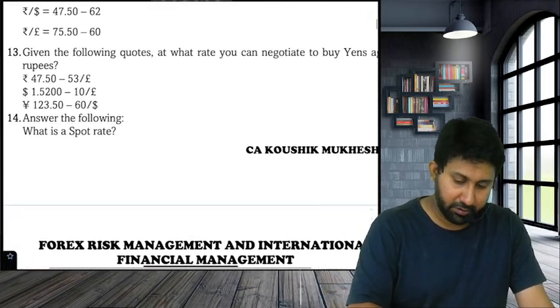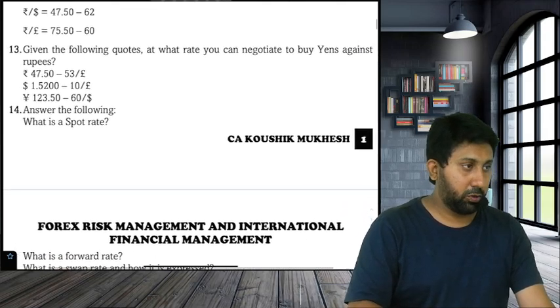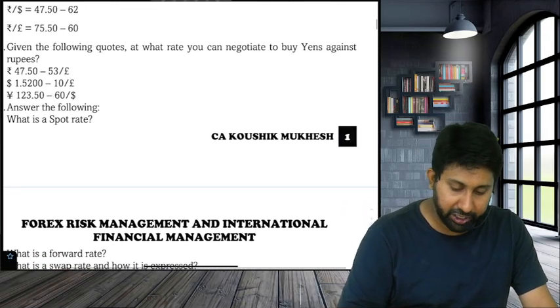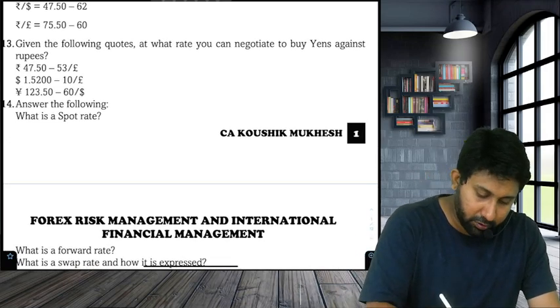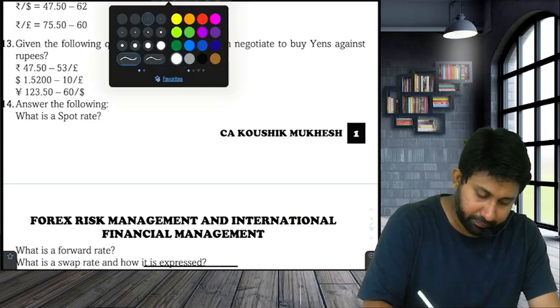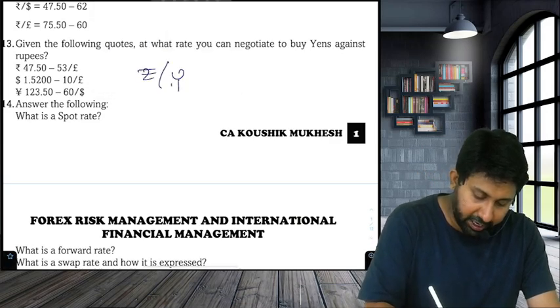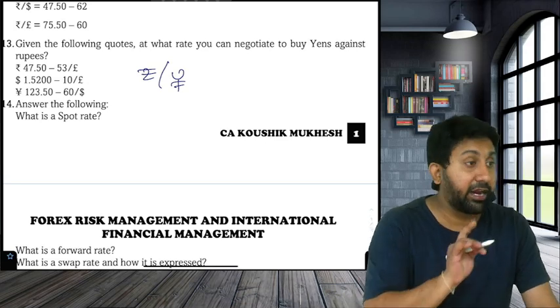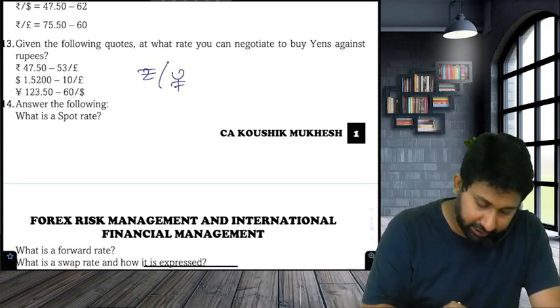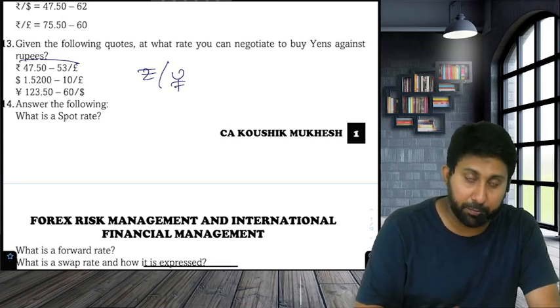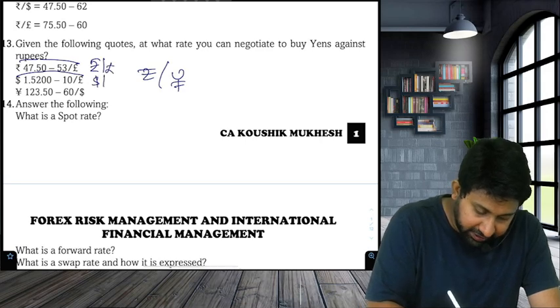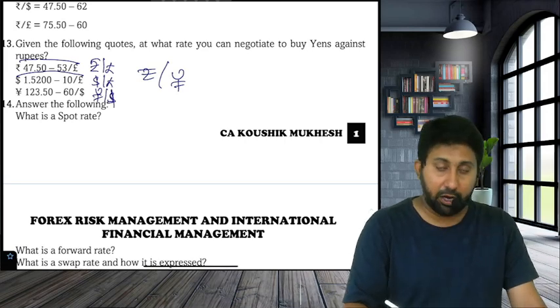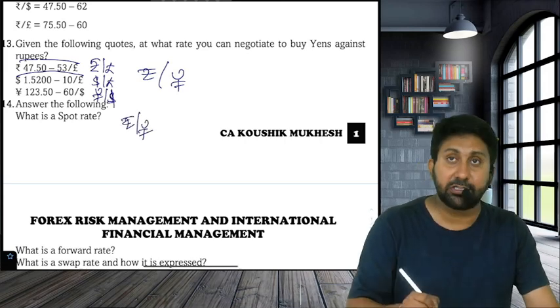Okay, see here now. Given the following quotes, at what rate can you negotiate to buy the yens against rupee? We want the quotation between rupee and yen. Are rupee and yen traded against each other or not? Let us check. This is rupee by pound, this is dollar by pound, and this is yen by dollar. We want rupee by yen, which is not quoted.